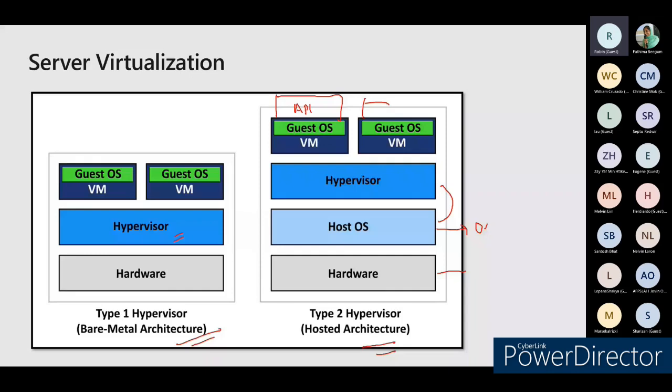In my opinion, I'll use type 2 if you're going for a lab or self-study; then you can go for type 2. But don't use type 2 in a production scenario or at a customer place. At a customer place, for better performance, availability and fault tolerance, you need to go for a type 1 hypervisor, because only type 1 gives all those high availability features.